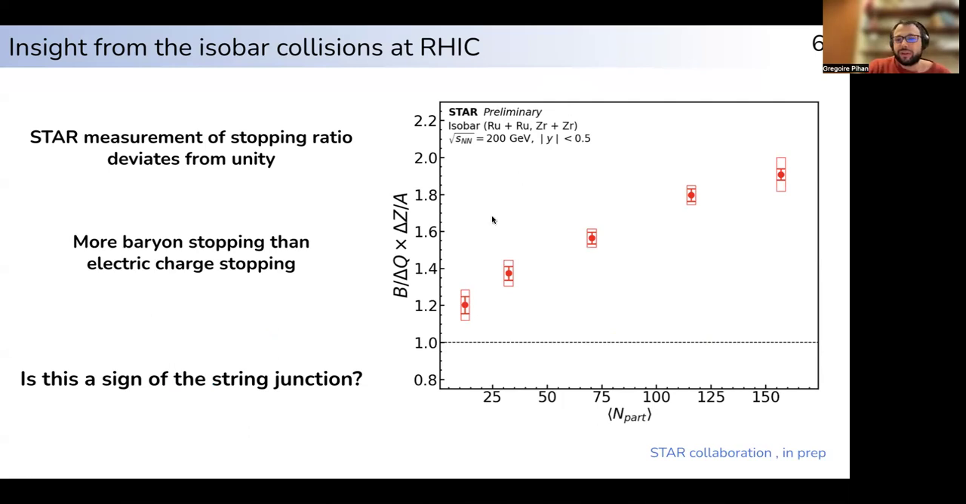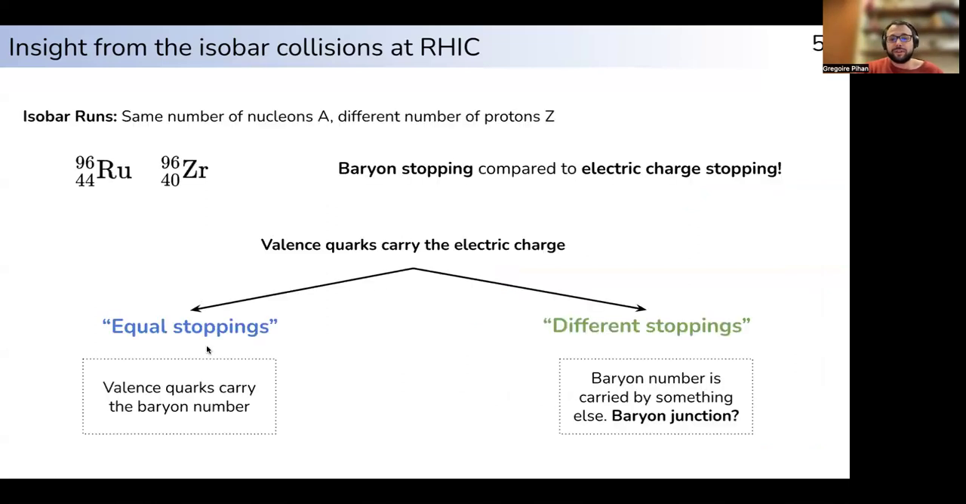Here I show you some preliminary results they have for this isobar collision at midrapidity. They measure the ratio between the baryon number measured at midrapidity divided by the electric charge difference between the ruthenium system and zirconium system. So this is actually a measure of these two situations. You can think of this like that.